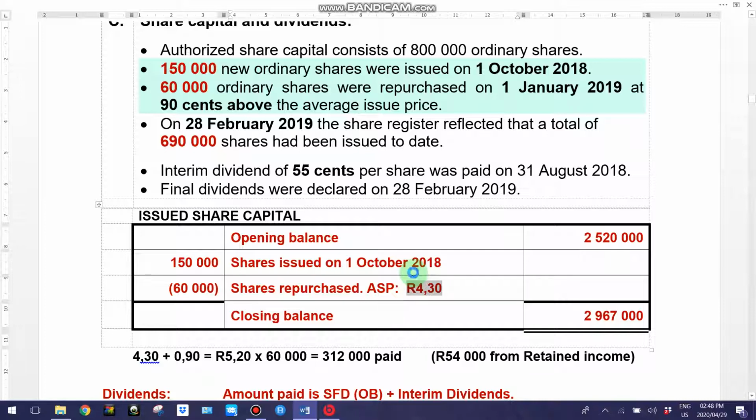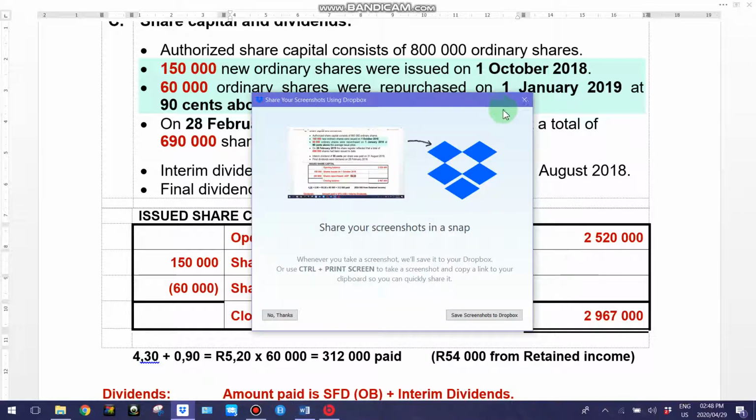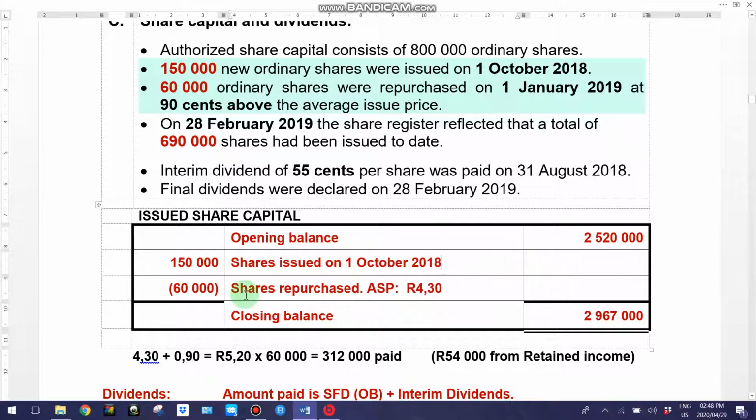Okay, so repurchased, I'm going to explain this to you now, but they tell me that I repurchased at 90 cents above the average share price. Now, you know the average share price is, at this point in time, I need to take these two amounts and divide by the number of shares at that point in time, but I can't do that because I don't have this amount here, so I'm going to have a problem to calculate my average share price. So I'm just going to continue this activity and see what's going on here.